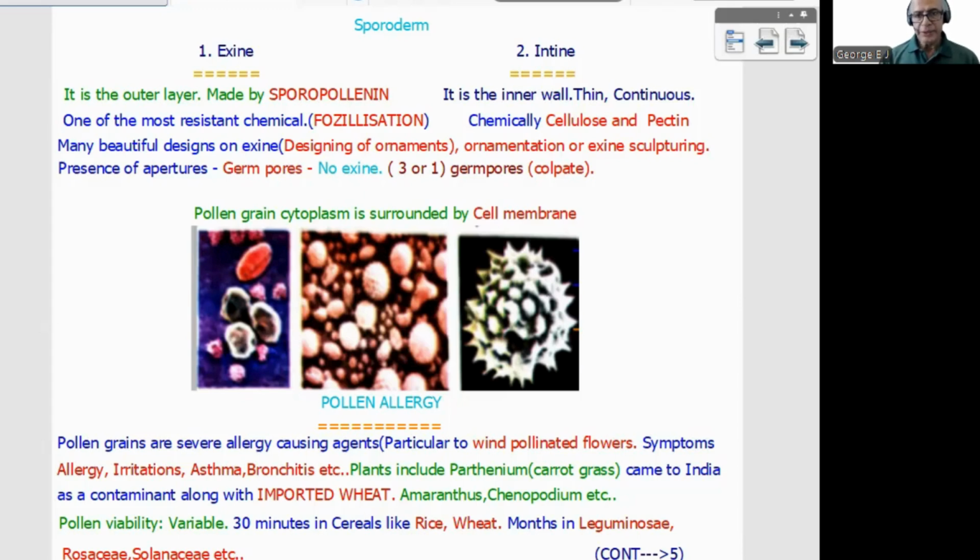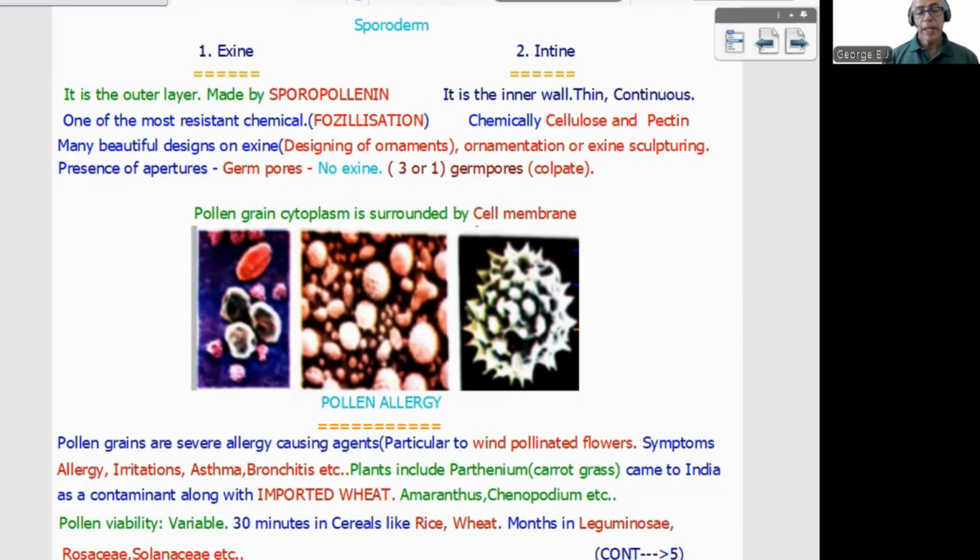Now, pollen allergy, this is another usual area. Many reasons are there for showing allergy. One is pollen. They can cause severe allergy for many individuals. This is mainly caused by wind pollinated flowers, where pollen grains are liberated through wind. Symptoms include allergy, irritations, asthma, bronchitis.